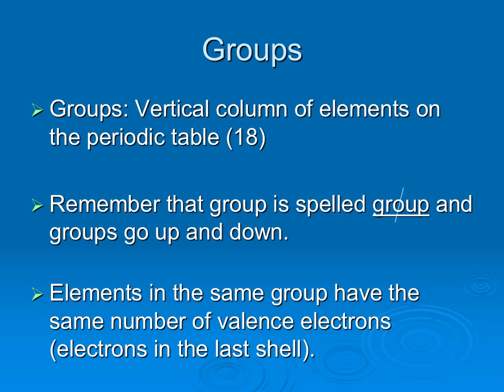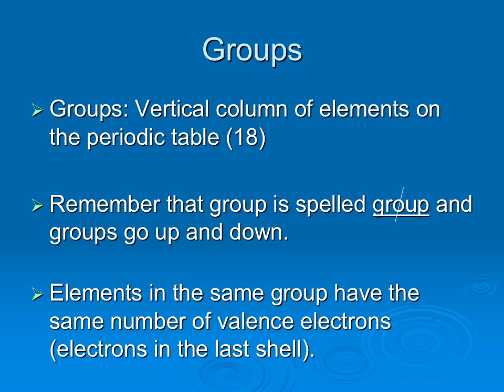Groups. My trick for remembering groups is the way the word is spelled, G-R-O-U-P. Groups go up and down, and the word up is in the word group. Groups are vertical columns of elements on the periodic table. There are 18 groups. Remember that group is spelled G-R-O-U-P, so groups go up and down.